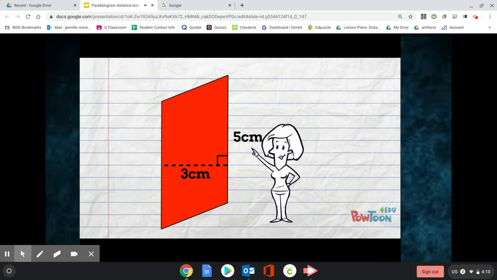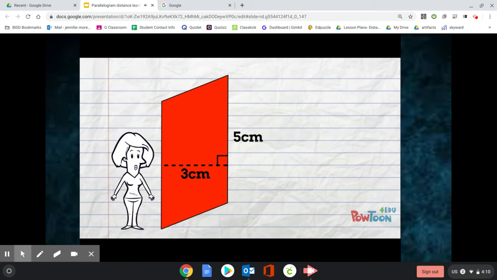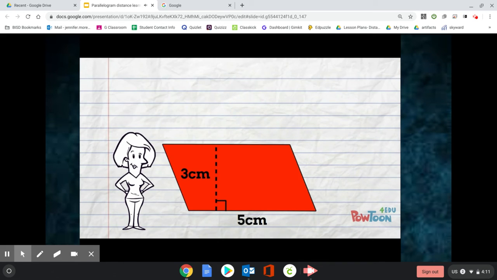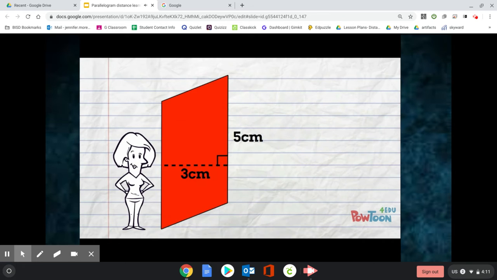What if the parallelogram looks like this? This time, the base measurement is on the side, and the height seems to be going horizontally. What's up with that? Guess what? It doesn't matter. As long as you are forming a right angle with the base and a height, you're good to go. This is the same as this. It's just an image that has been rotated. Don't let it stump you.